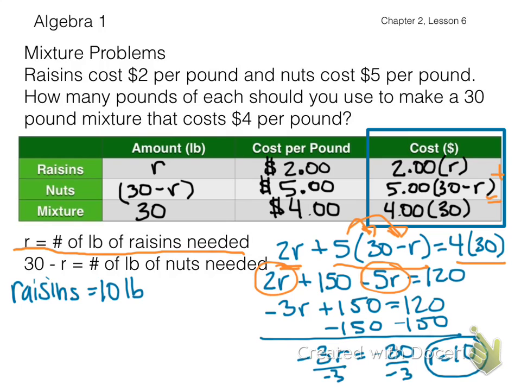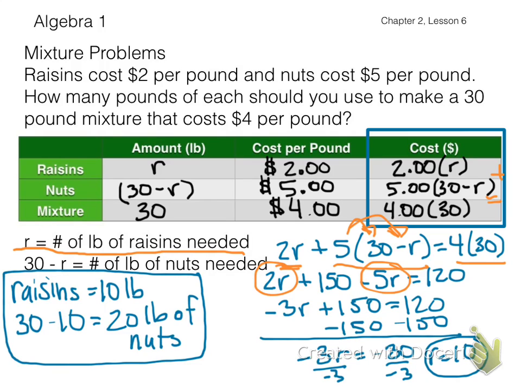So if I've got 10 pounds out of 30 pounds of raisins, how many pounds of nuts is that? Well, that's just 30 minus 10, which is 20 pounds of nuts. So I'm going to have 10 pounds of raisins, 20 pounds of nuts. And this should make sense. The total mixture amount should add up to how many pounds I need at the end. I shouldn't have like 300 as one of my answers, because 300 pounds would put me over my 30-pound limit.